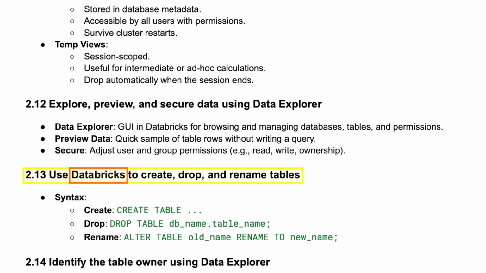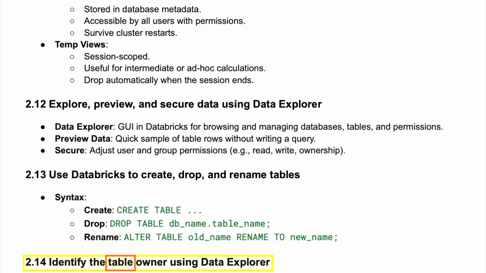2.13 Use Databricks to create, drop, and rename tables. Syntax: CREATE TABLE, DROP TABLE db_name.table_name. Rename: ALTER TABLE old_name RENAME TO new_name.